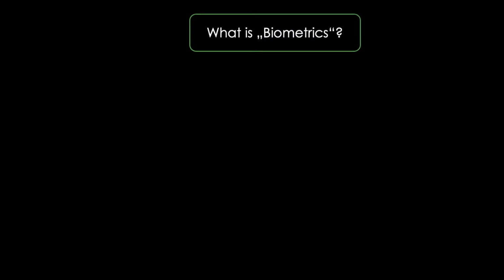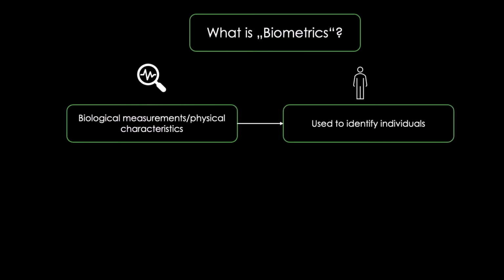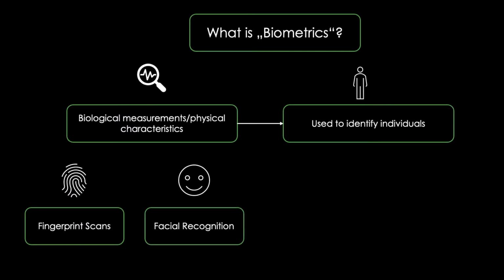Before we start learning about biometric protection in SAP, we need to understand what biometrics is. Biometrics are biological or physical characteristics. They are utilized to identify individuals. The most common examples of biometrics are fingerprints, facial recognition, retina scans, or palm vein scans.